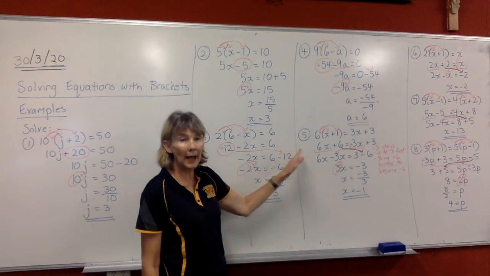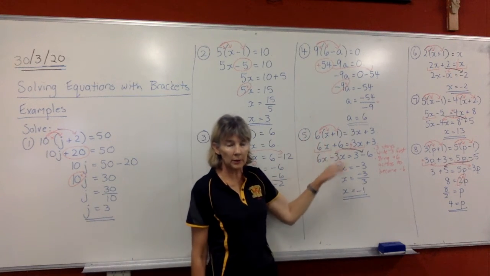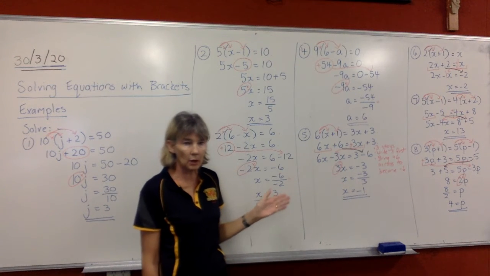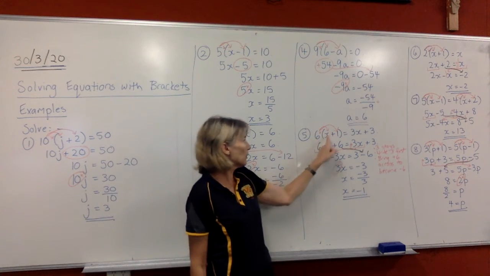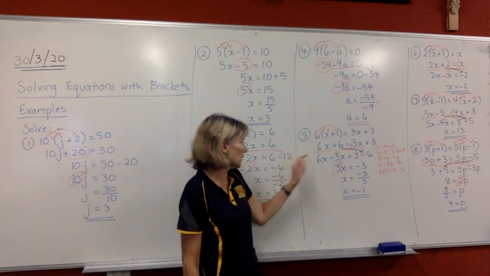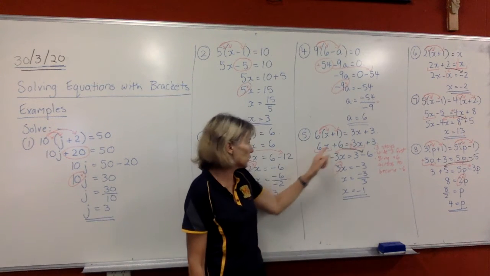Next one, we have x's on both sides here. So this is where a few of you were getting mixed up last time, so watch carefully. So we do the first bit, 6 times x, 6x, 6 times positive 1, positive 6.